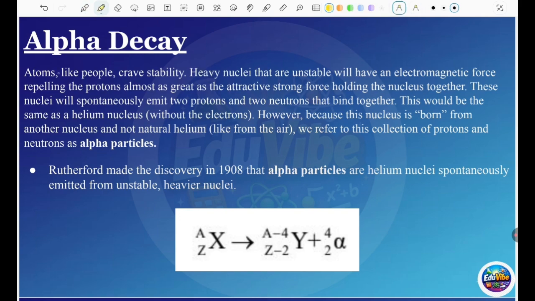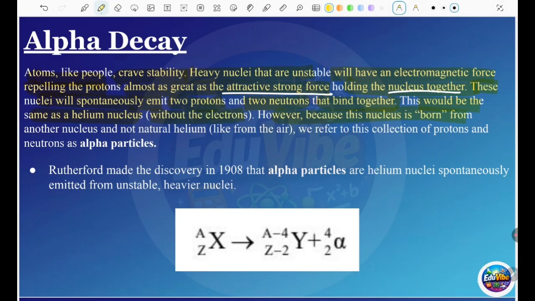Firstly, we have alpha decay. Atoms, like people, crave stability. Heavy nuclei are unstable because the electromagnetic force repelling the protons is almost as great as the attractive strong force holding the nucleus together. So we know that the attractive strong force is there, holding the nucleus together. These nuclei will spontaneously emit two protons and two neutrons that bind together. We discussed that already in the strong nuclear force lesson. This is the same as a helium nucleus, which is the nucleus that binds two protons and two neutrons without the electrons.